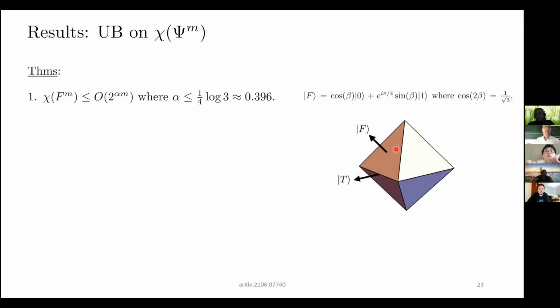And the face state is another magic state. Here's the definition of it. And we also showed an upper bound on the stabilizer rank of many copies of the face state, and it happens to be exactly the same.